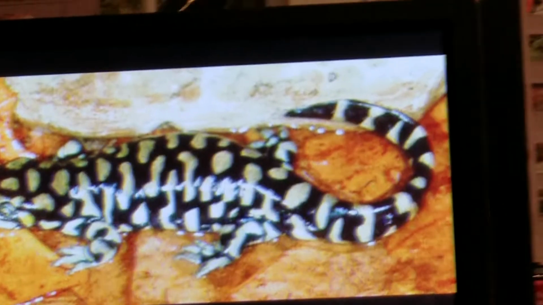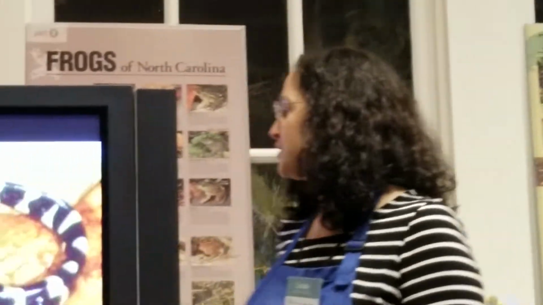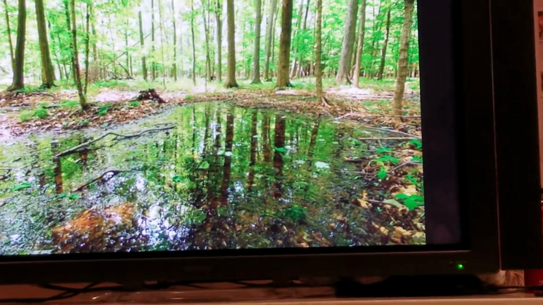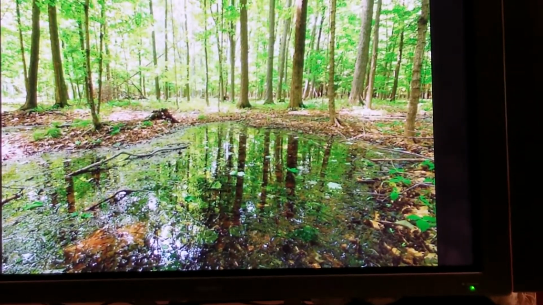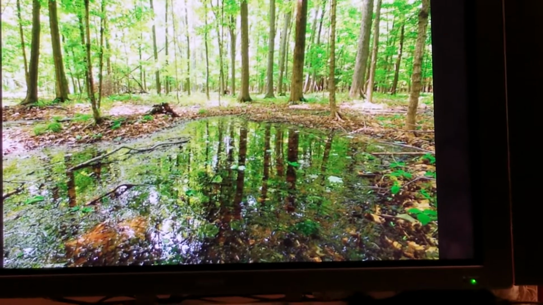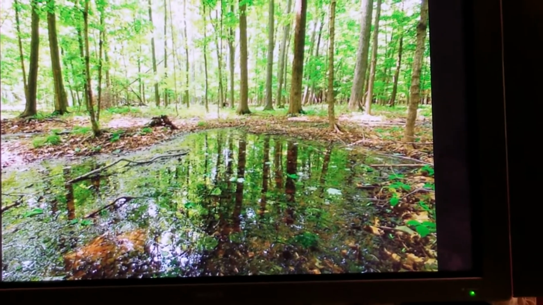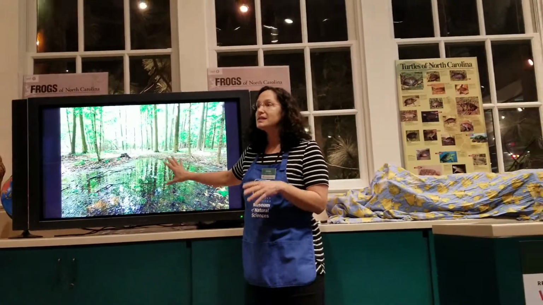Now that word amphibian actually means two lives. So all the amphibians will start their life in or very, very close to water, okay? Now this is a picture of what we call a temporary pool or pond or ephemeral. You might hear it called ephemeral pond or even a vernal pool. There's all kinds of names for them. But this is a safe place for amphibians to start their life cycle because the eggs can be laid in this pond, and it's a temporary pond.